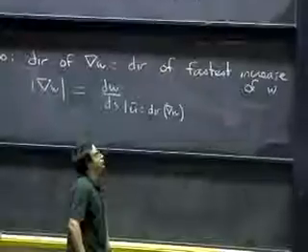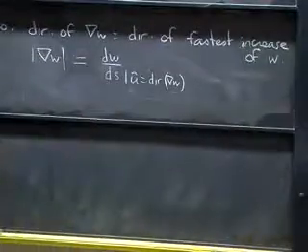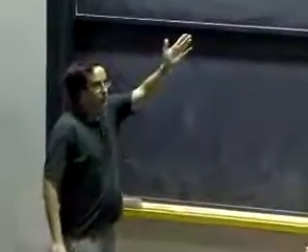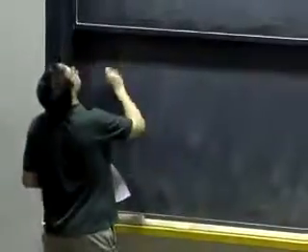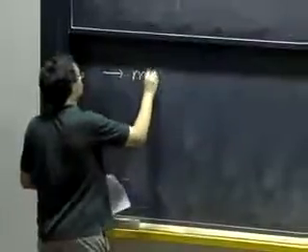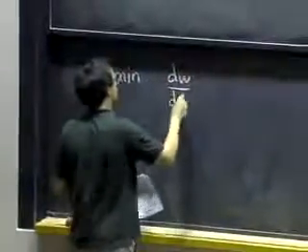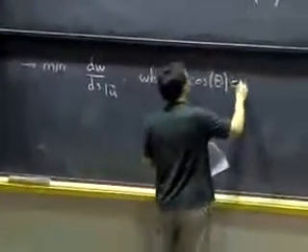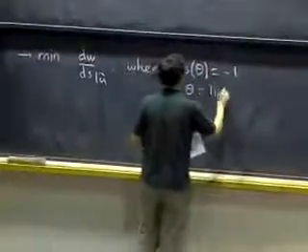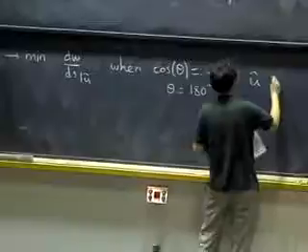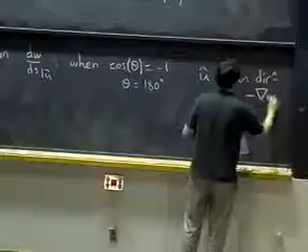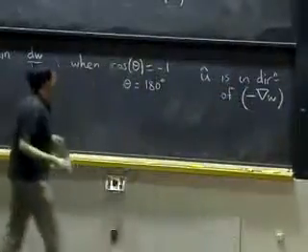And what's the direction of fastest decrease? It's going in the opposite direction, right? I mean, if you're on a mountain and you're facing the mountain, that's the direction of fastest increase. The direction of fastest decrease is behind you, straight down. Okay, so the minimal value of dW/ds is achieved when cosine of theta is -1. That means theta equals 180 degrees. That means u is in the direction of minus the gradient. It points opposite to the gradient.